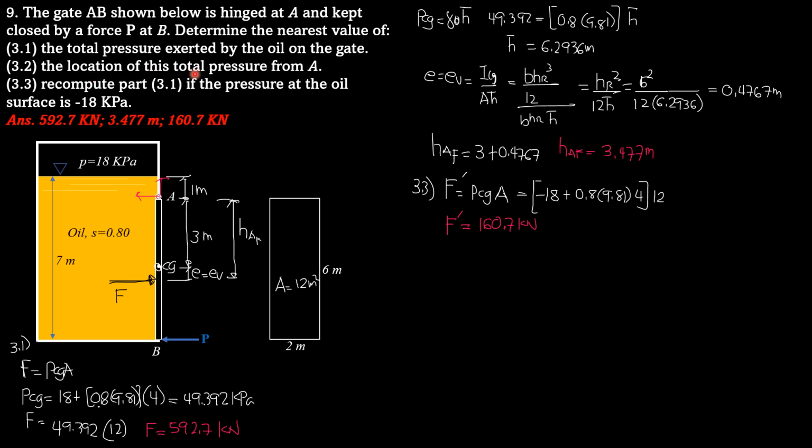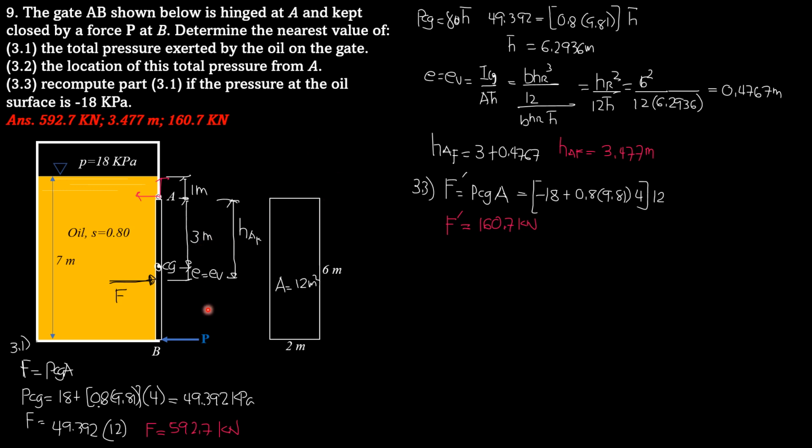Then the location of this total pressure from A, and from the figure it is just E, which is E sub V because the plane surface is vertical, then plus 3, where 3 is half of 6. Because this is a rectangle, the centroid is half of the height. So 3, then plus E. So therefore, we call that HA. So HA is 3 plus E. So the answer is 3 point something.